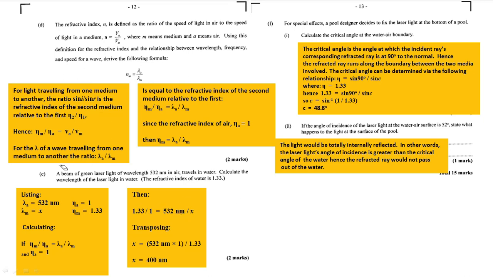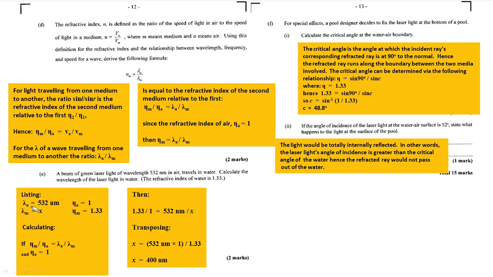Given that, we say a beam of green laser light of wavelength 532 nanometers in air travels in water. Calculate the wavelength of the laser light in water. So we know that light slows down in a denser medium, right? So air is less dense than water. So if that light leaves air to get into water, we know the light is going to slow down. The wavelength is also going to change. What doesn't change is the frequency.